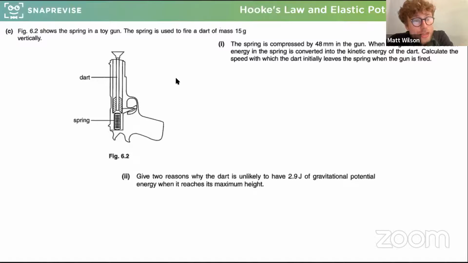Okay, so part C of the same question says figure 6.2 shows the spring in a toy gun. So it's the spring we were talking about before. The spring is used to fire a dart of mass 15 kilograms vertically.